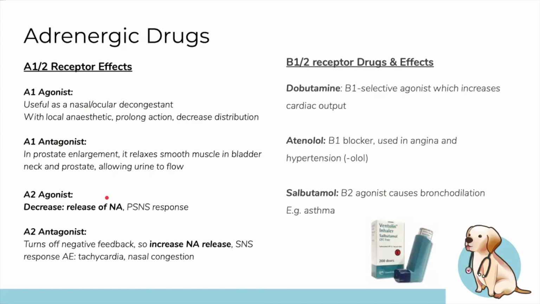So alpha-2 agonists, remember alpha-2 is the auto inhibition pathway. So if you promote that, you're going to have a decreased amount of noradrenaline being released. Once again, antagonist, it's going to turn it off.